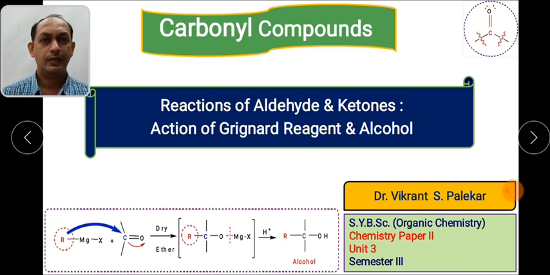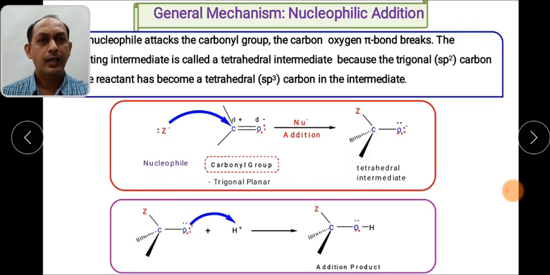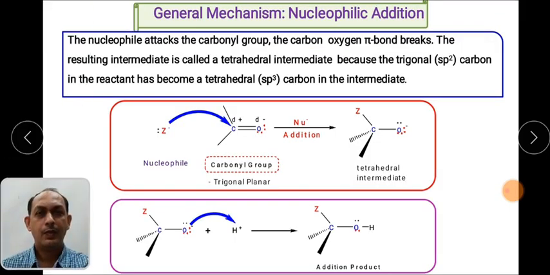In this particular series, we are going to see the action of Grignard reagent on aldehydes and ketones, and second is the action of alcohols. Let us first see the mechanism part that we have seen in the earlier part. We must know the general nucleophilic addition.